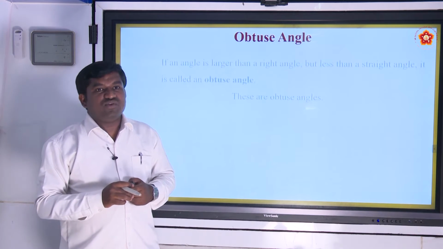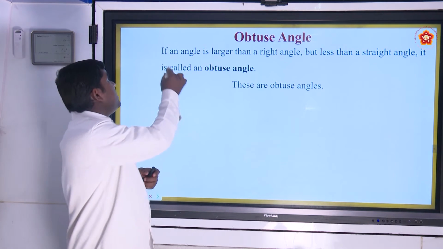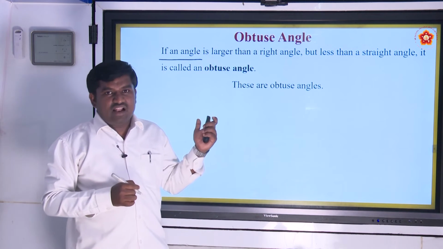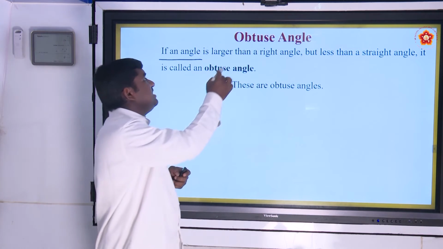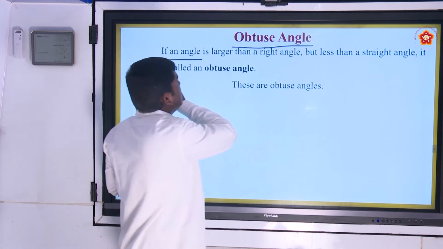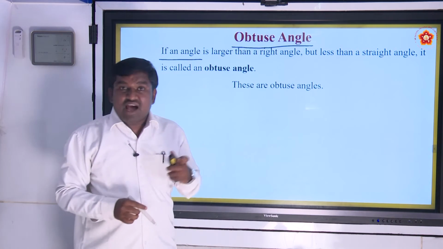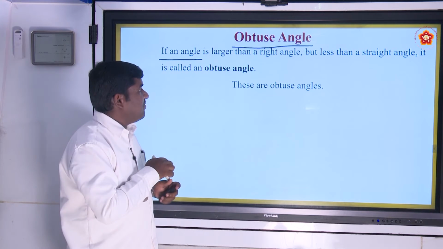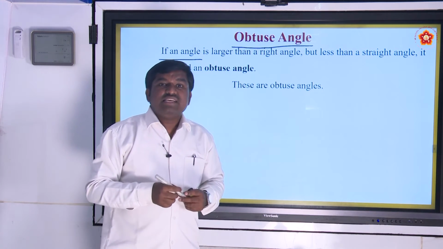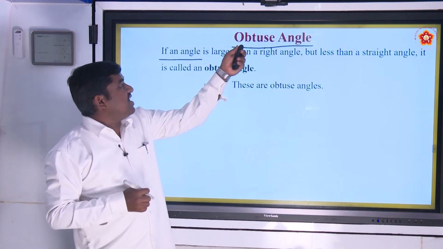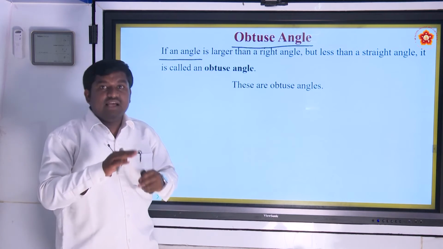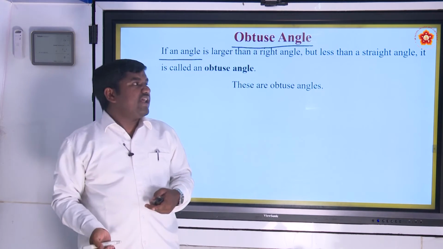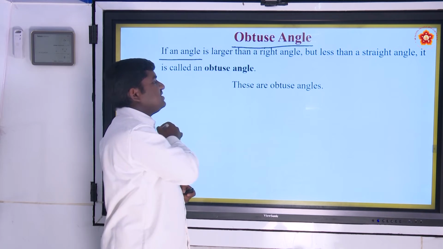Now the second one, obtuse angle. What does obtuse angle mean? If an angle is larger than a right angle, then it's called an obtuse angle. An angle larger than a right angle and less than a straight angle. You know about right angle and straight angle. Here the obtuse angle is larger than a right angle but less than a straight angle.